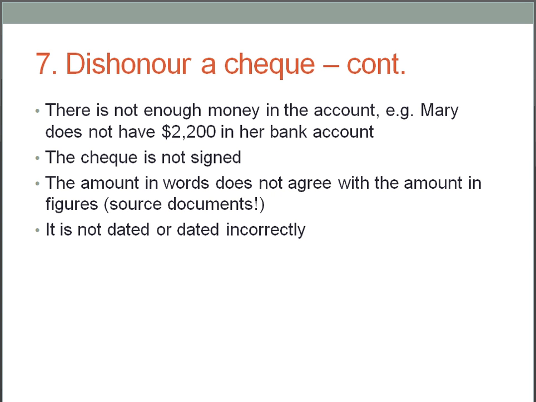Here is a suggestion. Most likely, there was not enough money in Mary's bank account, so Mary did not have $2,200 in her bank account. However, it is also possible that the check has not been signed, or the amount in words did not agree with the amount in figures. So remember our chapter on source documents. Or perhaps the check wasn't dated or was dated incorrectly. So it was a stale check or too old check, or the check dated in a future date.